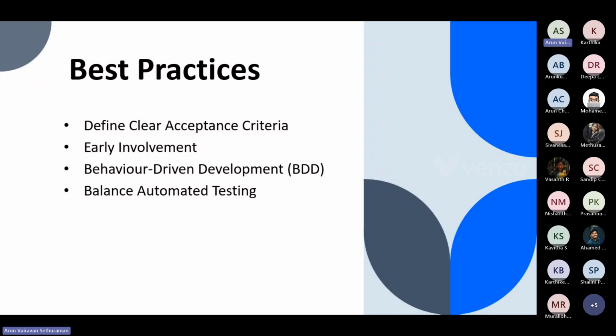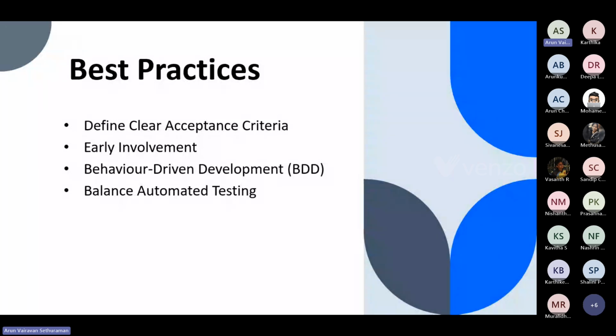Next is behavior driven development and balanced automated testing. Behavior driven development is explaining functionality with key points like a diagram, workflow, and how it works. You can put up a flow chart and explain it to both the developer and tester. If the tester doesn't know, the developer should explain it.